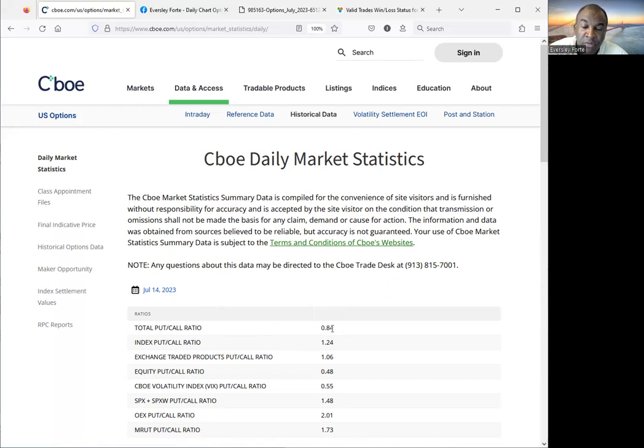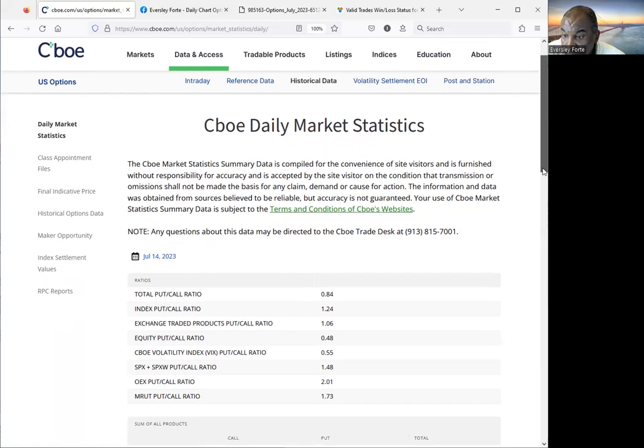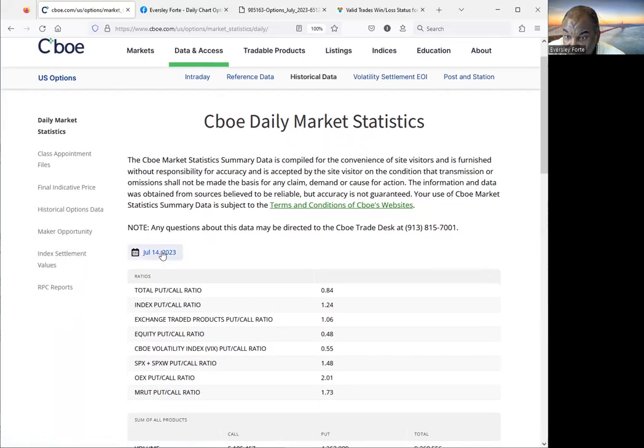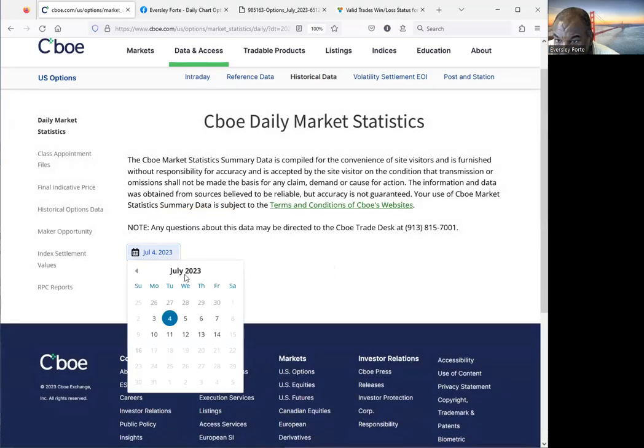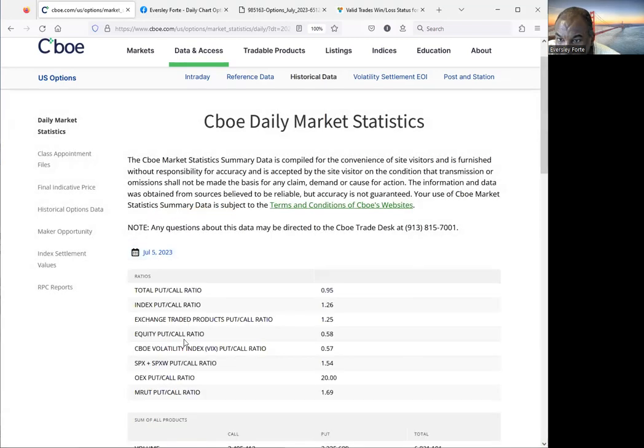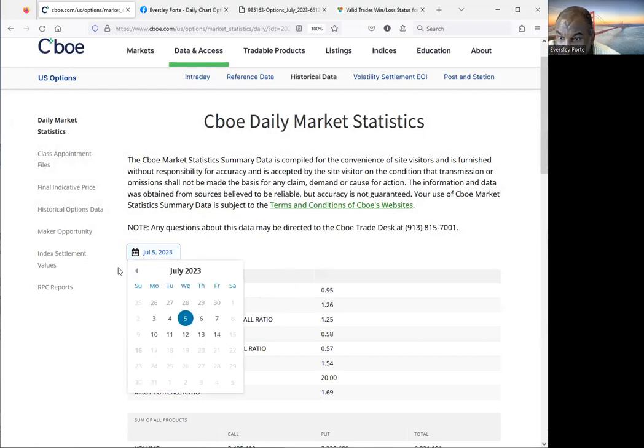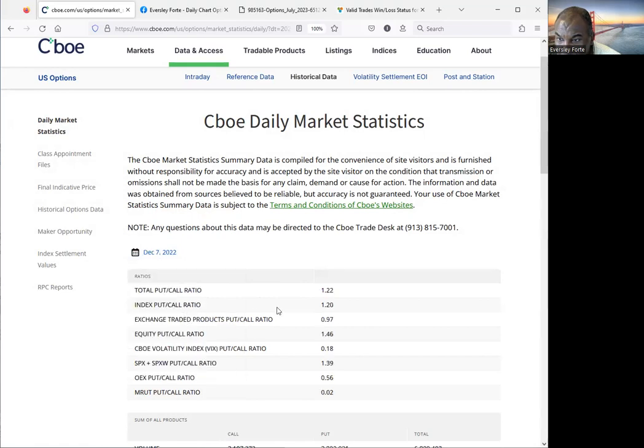They literally used to update a spreadsheet every day with all this information. But now all they do is update this one page. So if you want information, you can go back any particular day you want and click on that particular day, and it'll show you the put call ratio. That was July 4th, July 5th. It'll show you on July 5th the put call ratio for that day, and go back months if I want. December 7th, that's the put call ratio for that day.